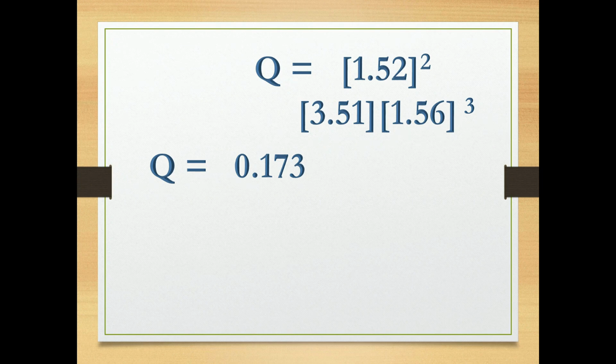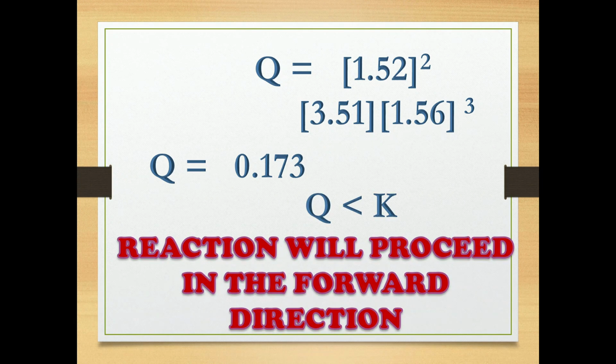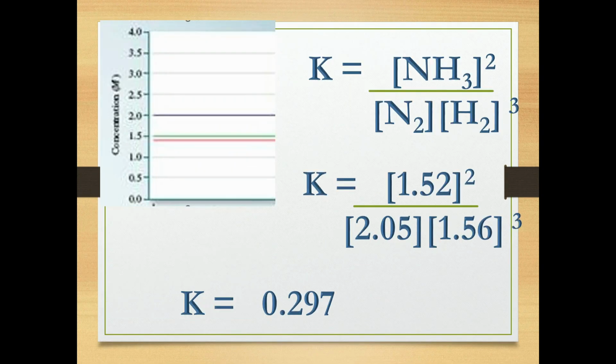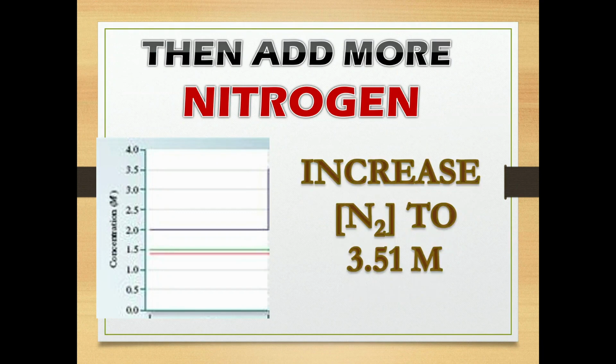And Q is now less than K, and when Q is less than K, the reaction moves in a forward direction. So the stress I'm adding is more reactant. That stress then makes my K value a Q value because I have too many things down in the denominator now, and it will shift forward to create a new equilibrium where K, 0.297, has to remain the same.